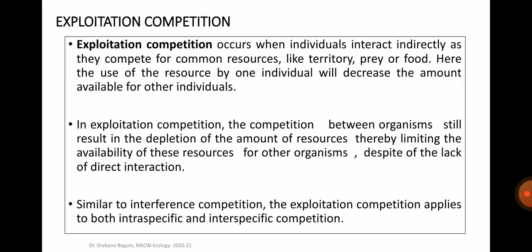Next, exploitation competition. It occurs when individuals interact indirectly as they compete for common resources like territory, prey or food. Here, the use of the resource by one individual will decrease the amount available for other individuals. In exploitation competition, the competition between organisms still results in the depletion of the amount of resources, thereby limiting the availability of these resources for other organisms, despite the lack of direct interaction. Similar to interference competition, exploitation competition applies to both intraspecific and interspecific competition.